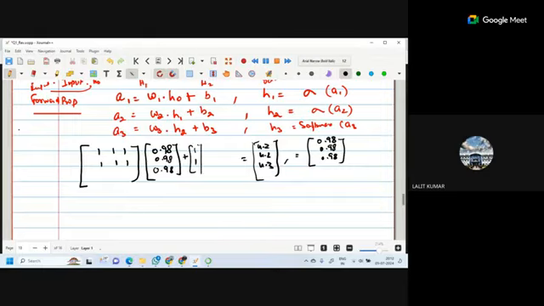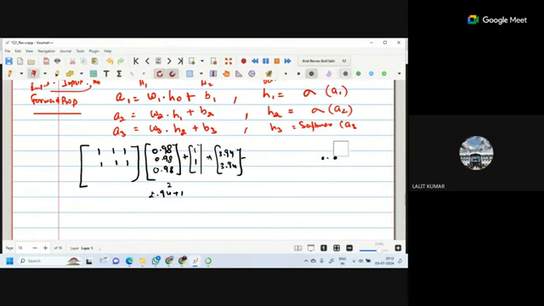How much will it become? 3.94, 3.94. Yes, sir, 3.94. Okay. Now, from here, you calculate H3. H3 is equal to softmax of 3.94, 3.94. This will become 0.5, 0.5.